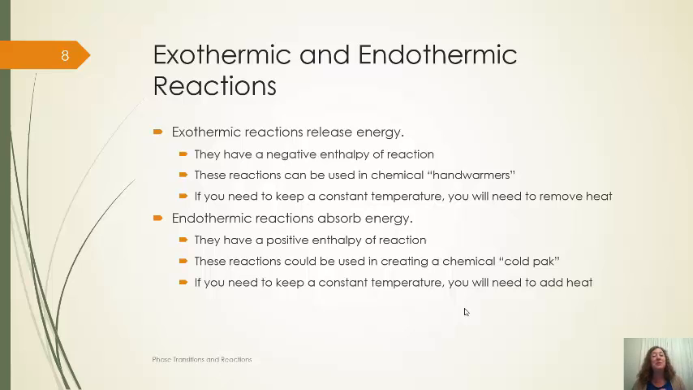These are the things that you use when you make a chemical hand warmer. These are reactions that are releasing energy. If you're trying to do the reaction at constant temperature, you're going to have to remove heat from that process. Now, if the heat of reaction is positive, it's just the opposite. These are going to absorb energy. They are going to have a positive enthalpy of reaction. And if I want to keep the reaction at a constant temperature, I have to keep adding heat to the system. A lot of times we use endothermic chemical reactions in a chemical cold pack.